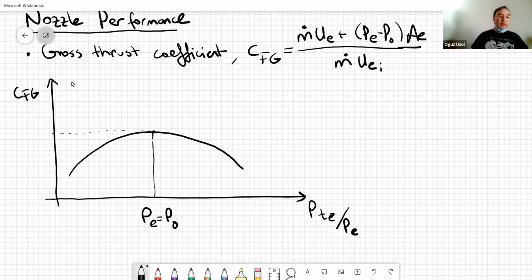To the left of this, this is underexpansion, and to the right of this, we have overexpansion. This axis is not PE, don't get confused. This axis is kind of 1 over PE, because PT, how does PT change through the nozzle?